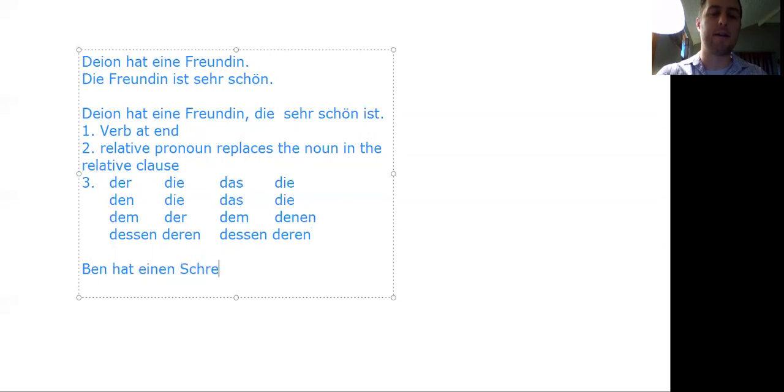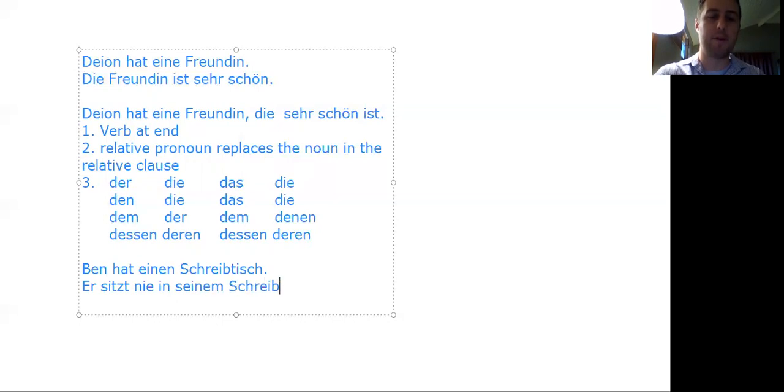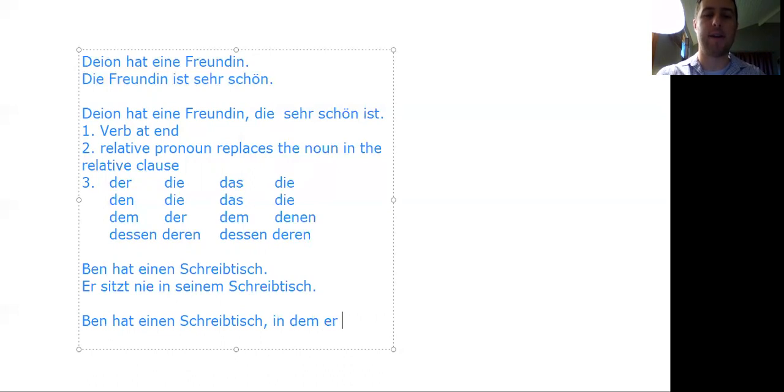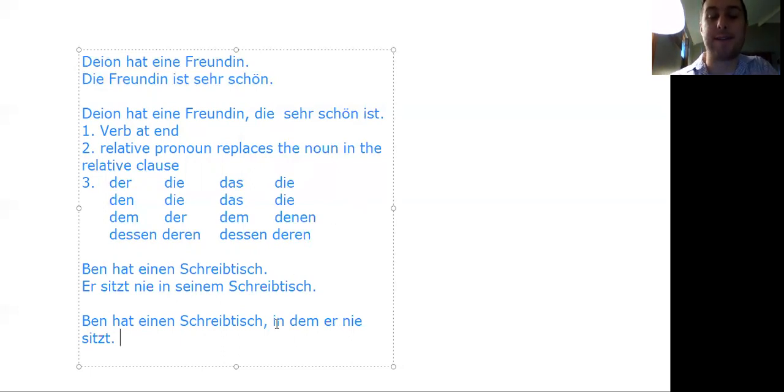Ben hat einen Schreibtisch and sitzt, whoops, German keyboard, nie in seinem Schreibtisch. Okay, to put that together, Ben hat einen Schreibtisch, in which? In dem nie sitzt. Okay, so the only word that should be coming after a comma is a preposition followed by a relative pronoun or the relative pronoun in the first place. Okay, so I hope that helps.